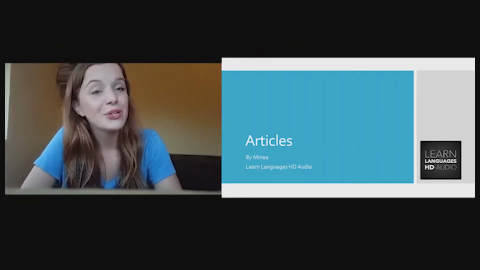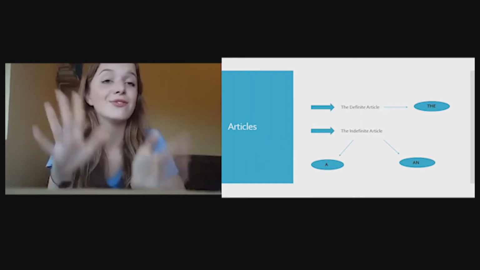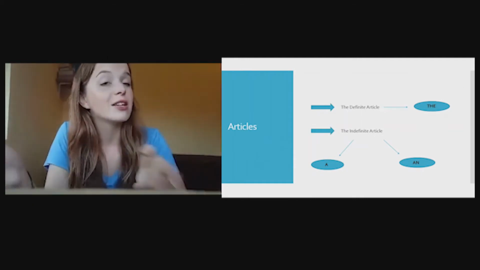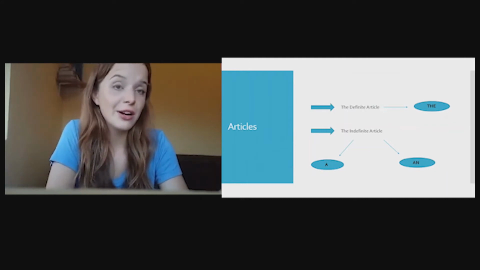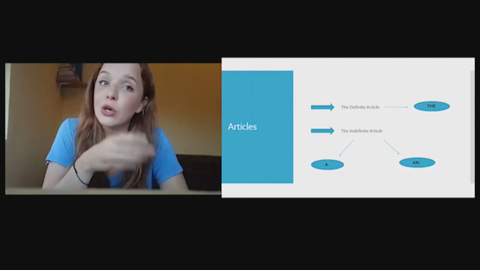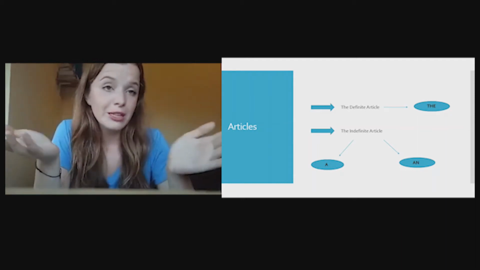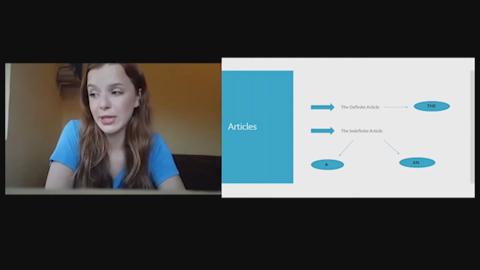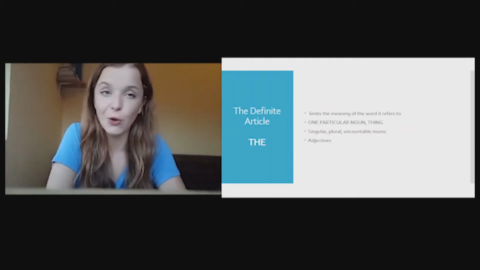So English language has two kinds of articles. They have definite article and indefinite article. Definite article is the, while indefinite articles are a or an. We are going to go into all of these separately and explain in what situations you can use them. So let's start with a definite article.